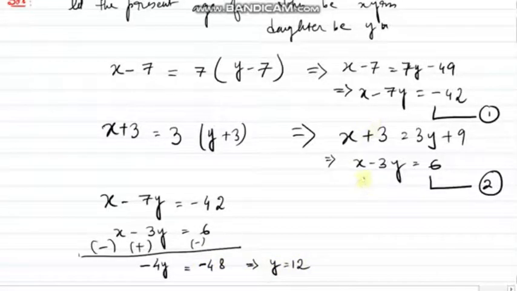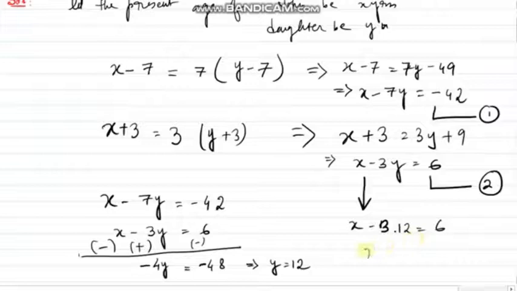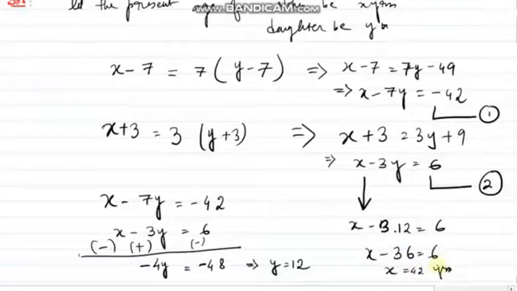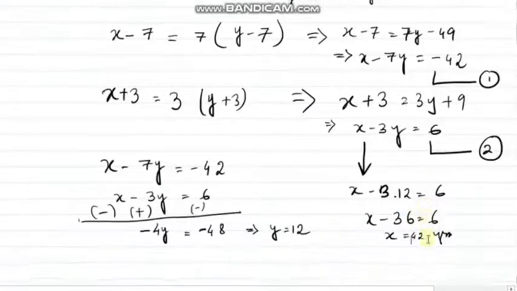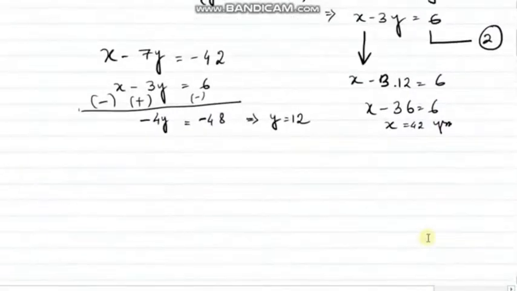If I put the value of y in this equation, x minus 3 into 12 equals 6. So x minus 36 equals 6. So x equals 42 years. As I said many times, please do check whether the equations are satisfied or not.